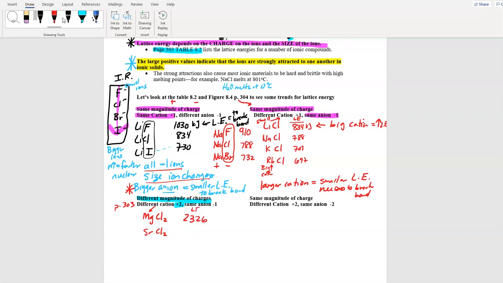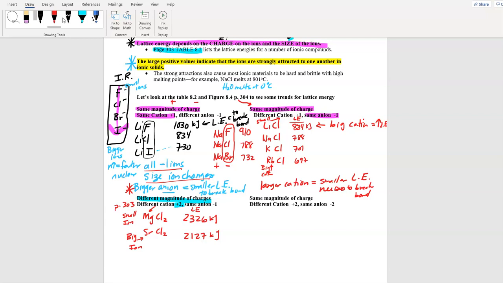2,326, so lattice energy in kilojoules. And strontium, let's see, bigger ion, smaller ion. Think that energy is going to go up, or you think that energy is going to go down? And I hope you're guessing it goes down, because the bigger the ion, the smaller the lattice energy.